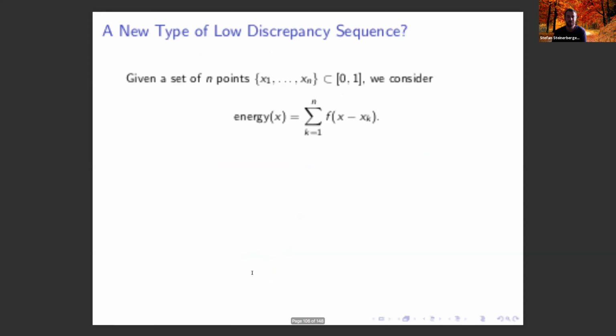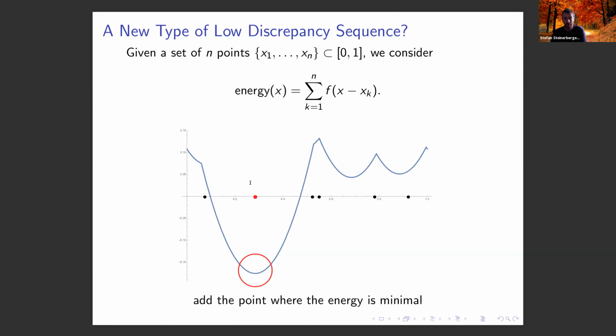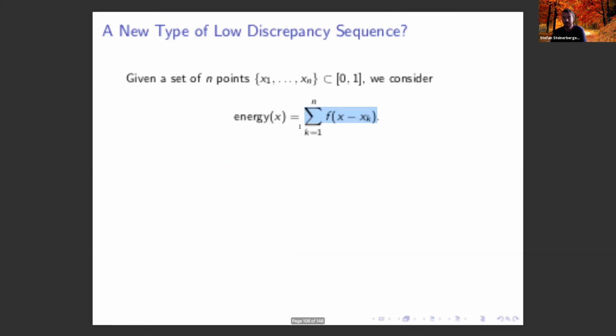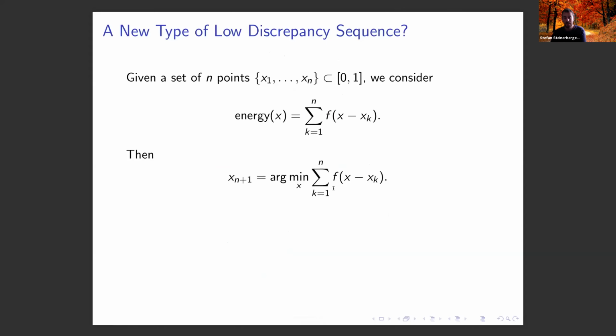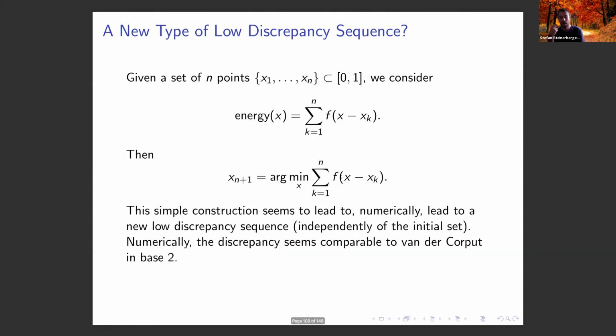Okay, so now we have a fun rule. We have a set of endpoints, and then we construct this energy function, which is easy. It's a piecewise quadratic polynomial. In each segment here, it's some sort of a parabola that goes upwards. That's all it is. You pick the next point as the one that minimizes this quantity. And when you do this on the unit interval, you seem to get a low discrepancy sequence independently of what the initial set was. And the discrepancy is as good as van der Corput.